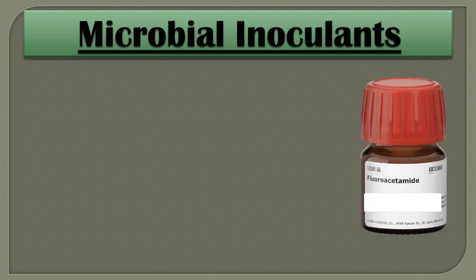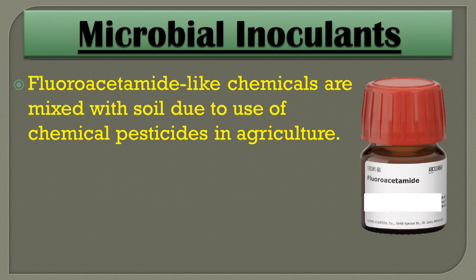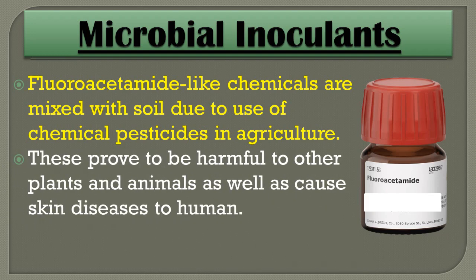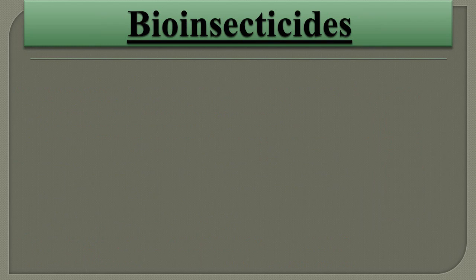And fluoroacetamide, you can observe the bottle of fluoroacetamide alongside. So fluoroacetamide-like chemicals are mixed with soil due to the use of chemical pesticides in agriculture. Now pesticides are used to kill pests in the agriculture field, and these prove to be harmful to other plants and animals as well as cause skin diseases in humans. So these are very harmful. That is, fluoroacetamide chemicals are very harmful, and these pesticides in the soil can be destroyed with the help of microorganisms. So microbiology is helping everywhere, in the field of agriculture, in the field of health, and everywhere it is helpful and useful.